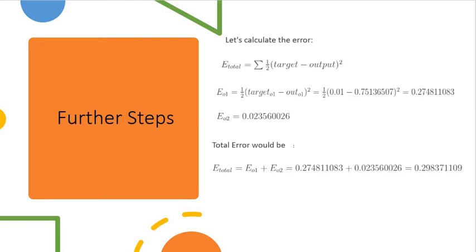Let's move further now. If I try to calculate the error, my error is going to be sigma of half into target minus output, squared. My target was 0.01 and my output is 0.75. Therefore, my error of O1 is equal to 0.278. Similarly, when I calculate it for E2, it is going to be 0.0235. Now, if I want to calculate the total error, I'll just do the summation of both, that is E total is equal to E O1 plus E O2, which is equal to 0.2748 plus 0.02356, which is equal to 0.2983. So now I have the total error, but my objective is to minimize this error so that I can have my output very near to my actual output.